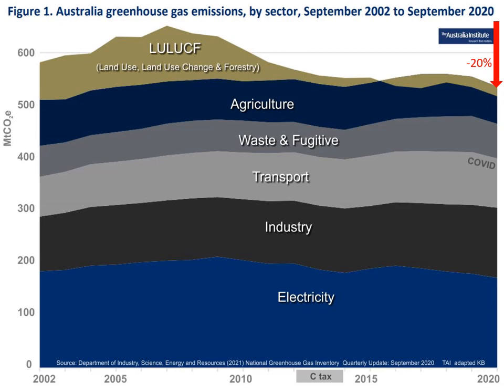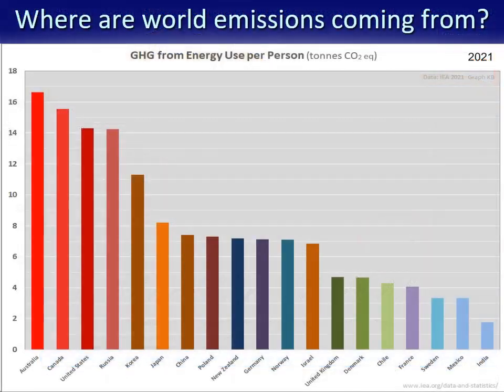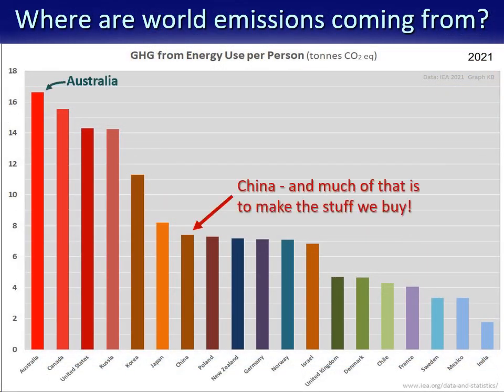This graph only goes up to 2020 in the middle of COVID, but unfortunately, as you can see here, things have not continued to decrease. In fact, there's been an upward trend over the last couple of years. Of course, if we look at the big picture, we in Australia have almost the worst in the world per person emissions. Saudi Arabia is a bit more than us, I think, but almost all countries are less than us, even the US and Canada and Russia. Of course, China's been coming up, but a lot of that is due to the fact that they're making the stuff that we buy. But notice countries like UK, Denmark, Chile, France, Sweden, they're all way lower than us.